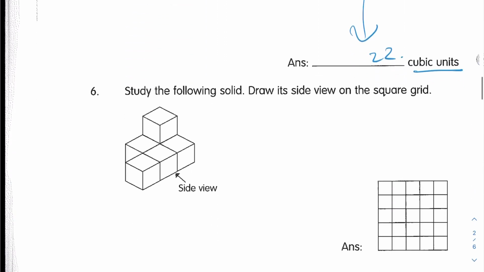Okay, coming to question 6. So we assume this is your front view and this is your top view. How do you see it from the side view? Okay, we are now going to move.